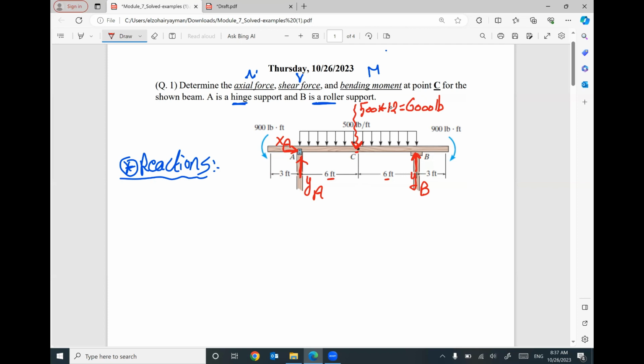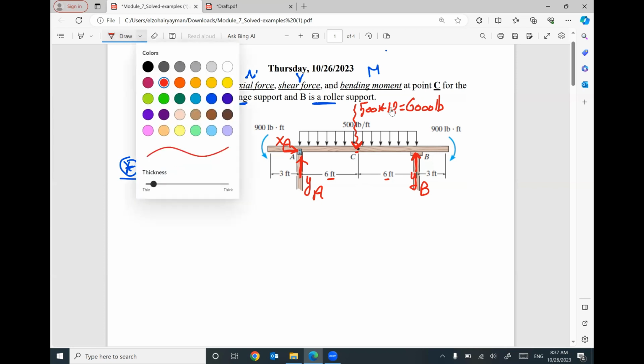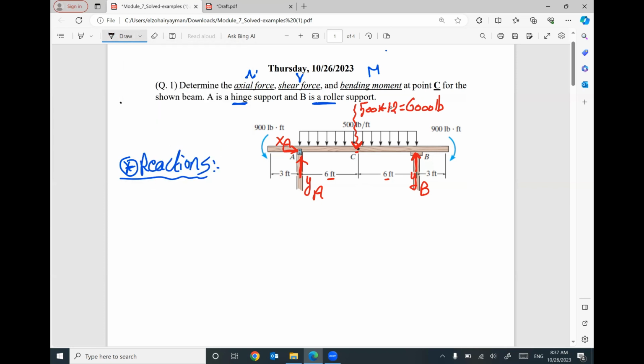Just a reminder, if we have a uniform distributed load, I need to convert it to one equivalent force. It will be at the mid-span or at the mid-distance, and the value equals 500 times 12. Now I am ready to apply my equilibrium equations. Summation Fx equals 0. Summation Fy equals 0. Summation moment at any point equals 0 to figure out the reactions.